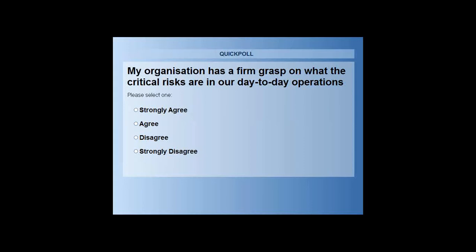What we've got in response to that question is 13% strongly agree, 50% agree, 25% disagree, and 13% strongly disagree. Okay, so that is quite an interesting response, and it's really great to see that a large proportion of the people streaming today strongly agree or agree that their organisation does have a firm grasp on critical risks. And for those that have indicated responses lower than agree, it may be some consideration needs to be applied on critical risks within your workplace.